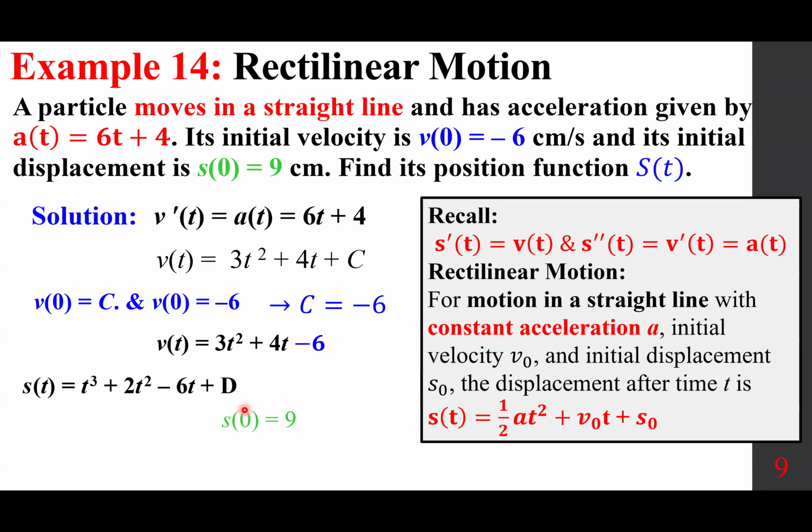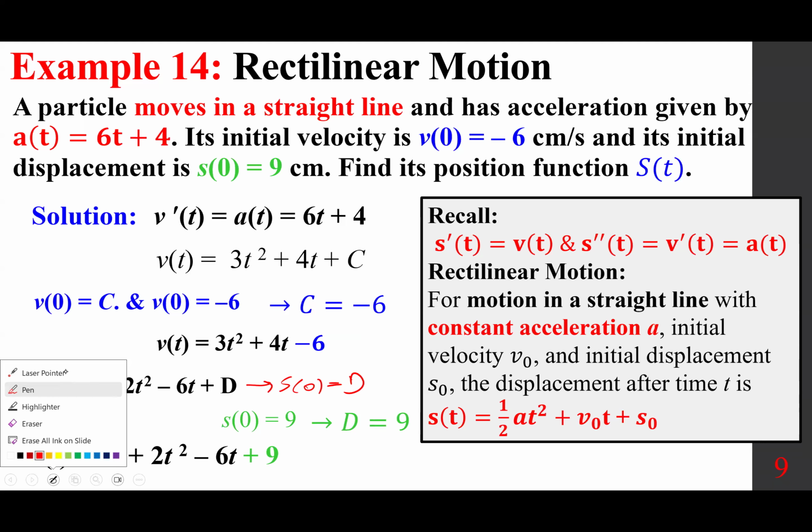So again, if I replace the t with 0, D must be 9. Replace it, and we are done. We are saying s of t is t cubed plus 2t squared minus 6t plus 9. Again, a family of functions, a general solution. With the help of the initial value, we have exactly one solution, precisely one answer.